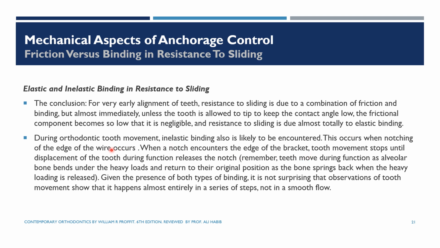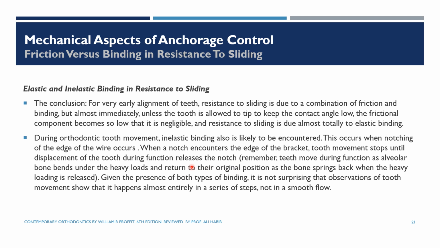And the author here is also referring to another type of binding, which is called inelastic binding, that occurs whenever we start to have notching of the edge of the wire against the bracket. So when the wire becomes notched, then you expect to have more resistance to sliding, and this will stop or prevent displacement of teeth. So with function, when you bite on your teeth, this notching will be released to allow the teeth to move.